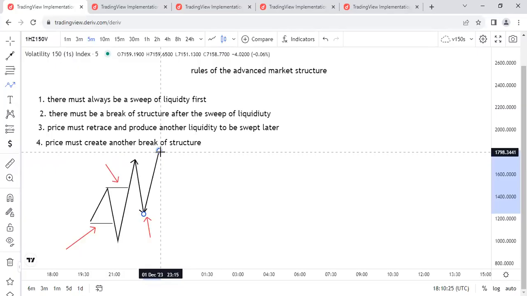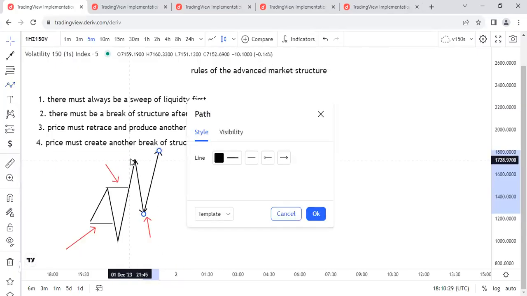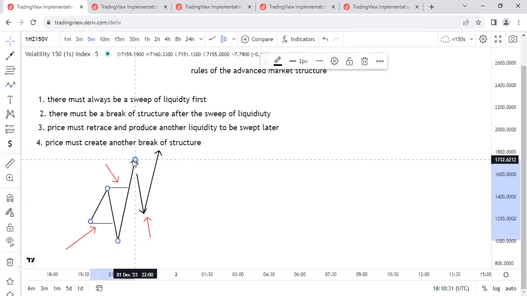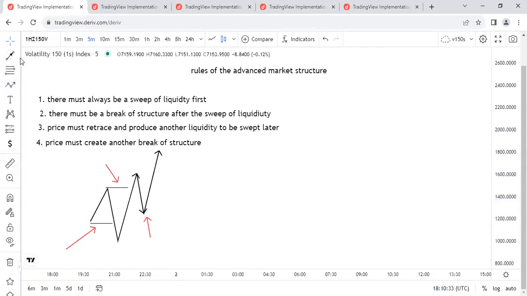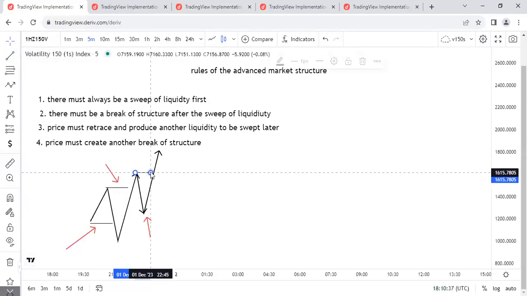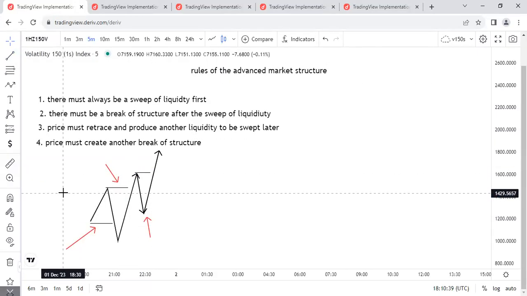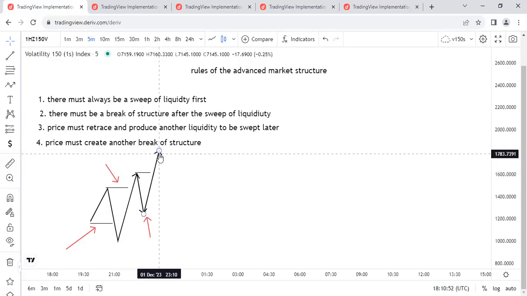Okay, watch this. Price has created another break of structure. So we must have one break, two breaks. Two breaks must be there. If two breaks are not there, it's a break failure, and you will crash. I swear to God, you will crash. See, the second break of structure, right? Confirm.